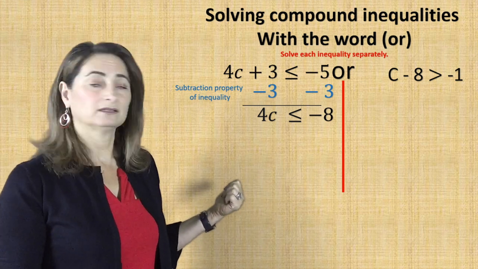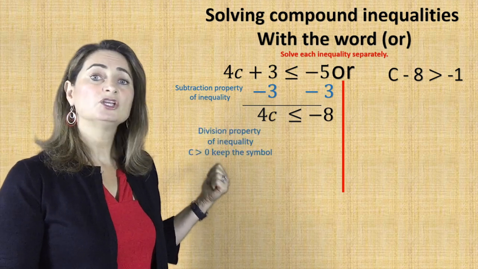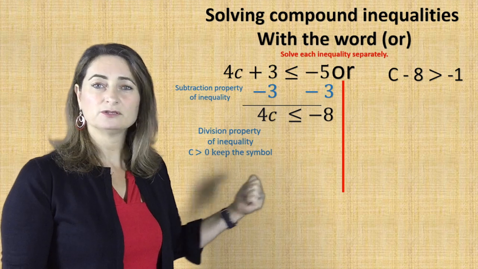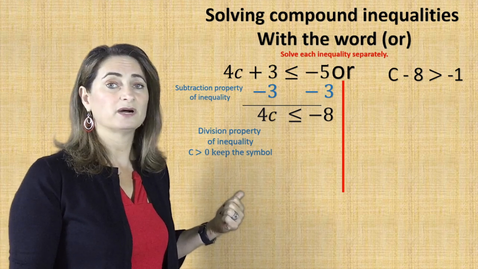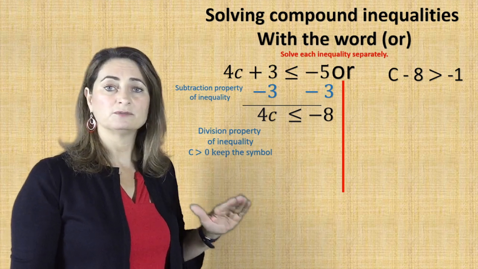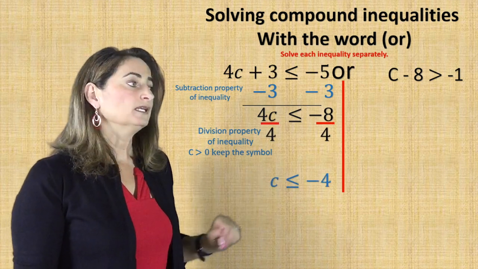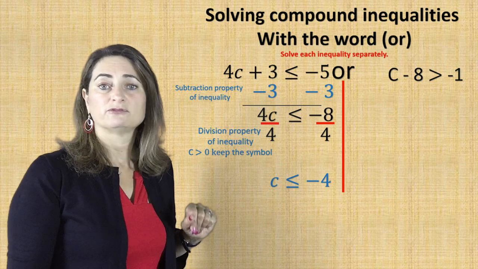Now I'm dividing both sides by 4. Use the division property of inequality. Remember, if c is multiplied by a positive number, that means you are dividing by positive numbers, so the symbol stays the same. Don't change it. You end up with c less than or equal to -4.